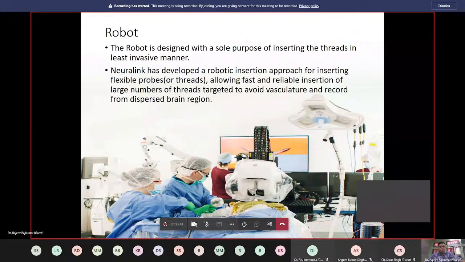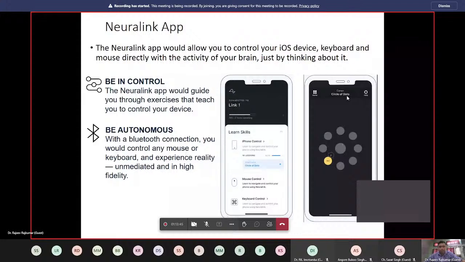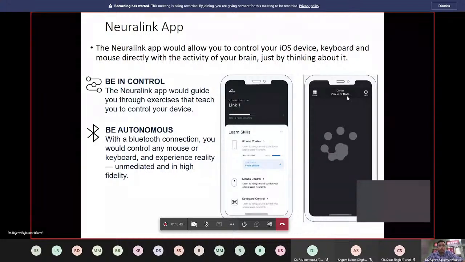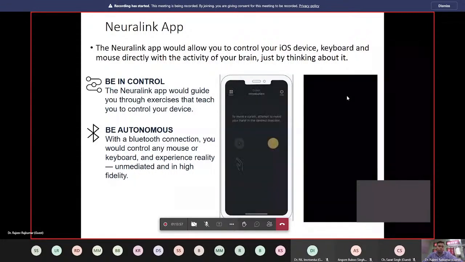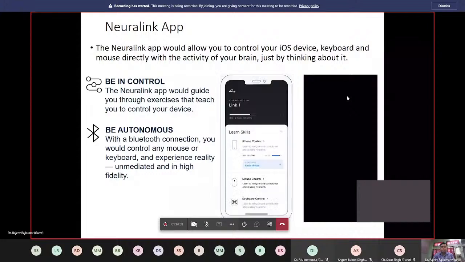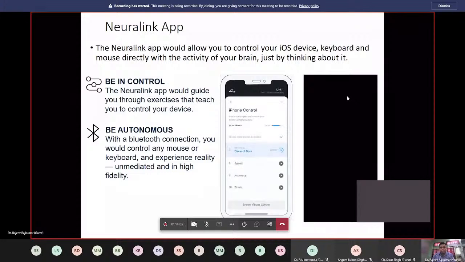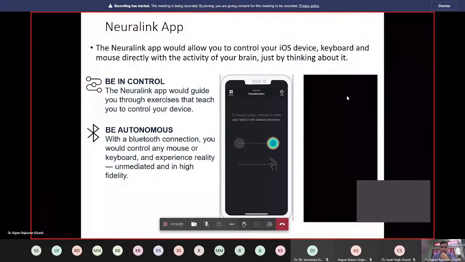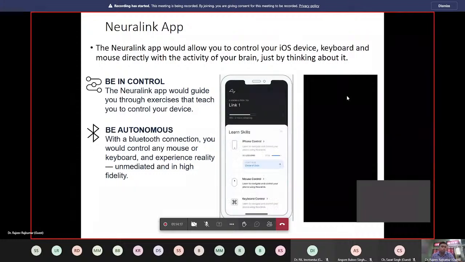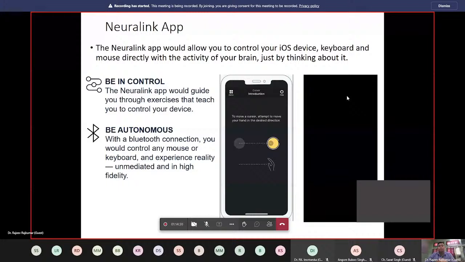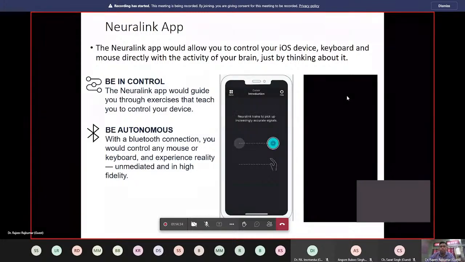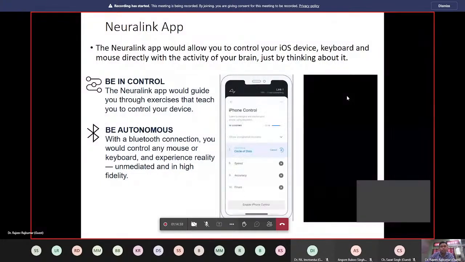Okay, then we have this, they have their own app. Android app or iOS device, a Neuralink app will allow you to control your iOS device, keyboard, and mouse directly with the activity of your brain, just by thinking about it. See, in their app, they're going to control with the help of their chip by just thinking. In the diagram, you can see by moving this small portion to this green part. So here, the Neuralink app would guide you through exercises, teach you to control your device, and be autonomous with a Bluetooth connection. You would be able to control any mouse or keyboard and experience reality unlimited and in high fidelity. So here they have their own app to train the user for using that kind of thread or that chip, I can say.